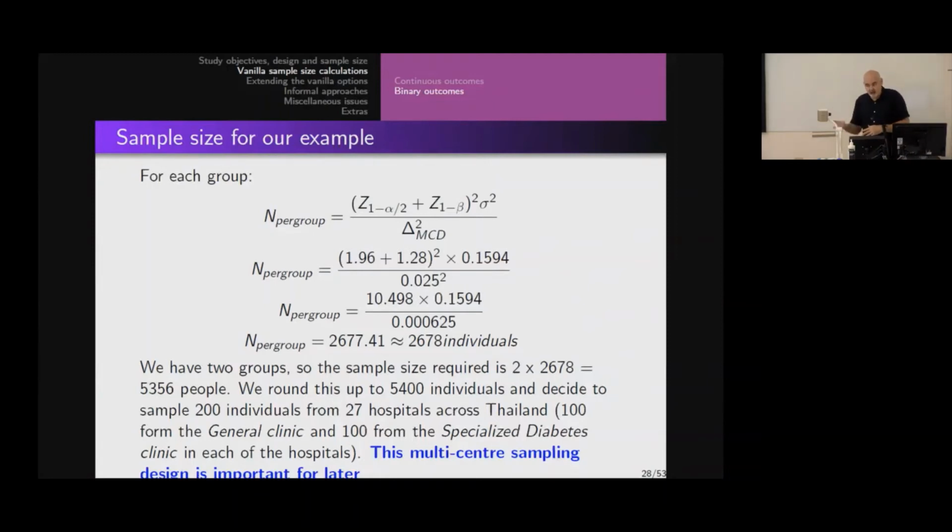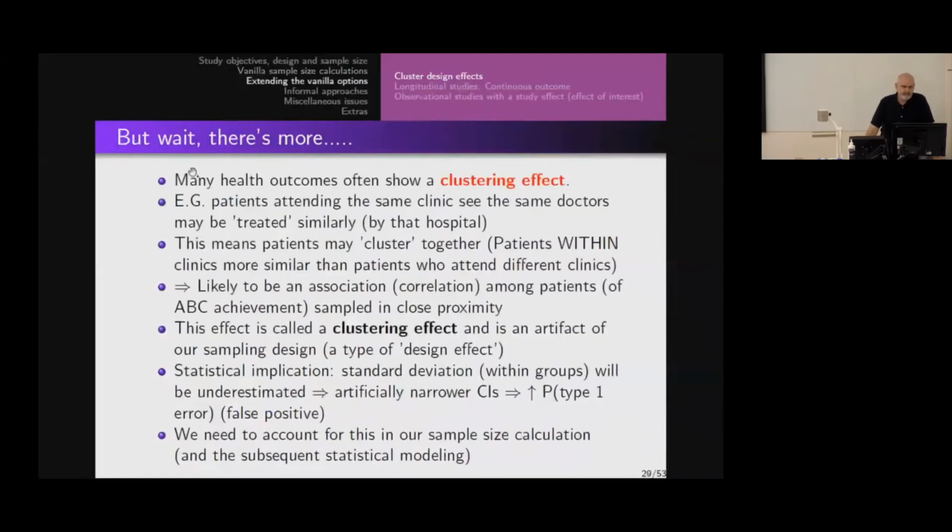There's something else we need to worry about. Okay, so many health outcomes that we often observe have what's called a clustering effect. Now, what is a clustering effect? What it is, patients attending the same clinic and seeing the same doctors may be treated more similarly than patients that attend different clinics. And what we see is a clustering of results.